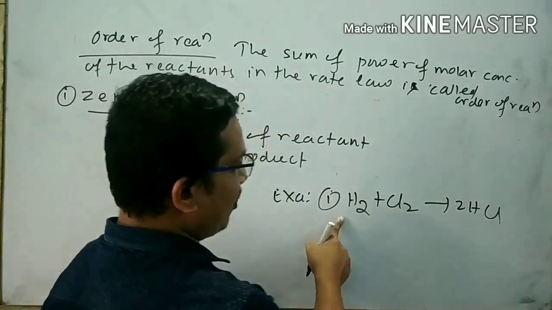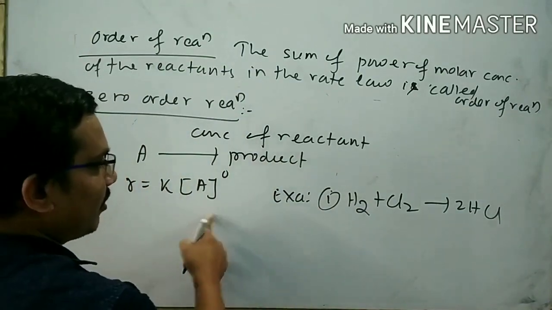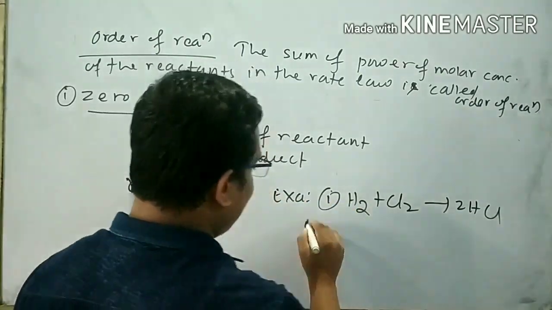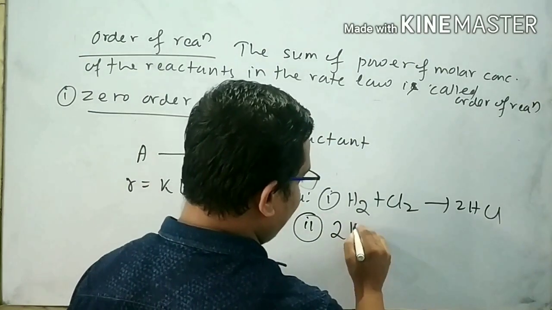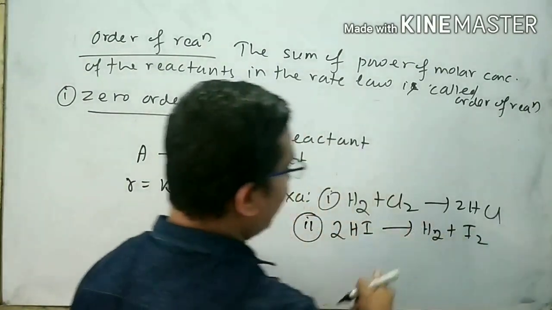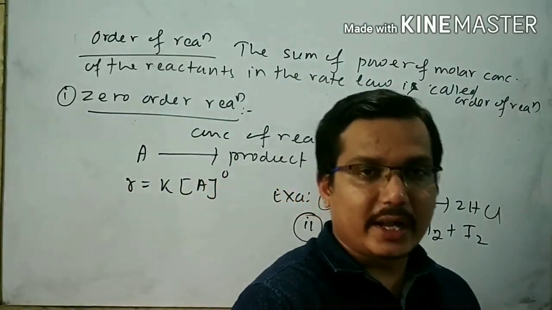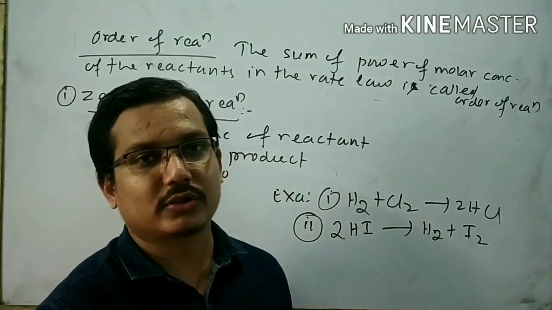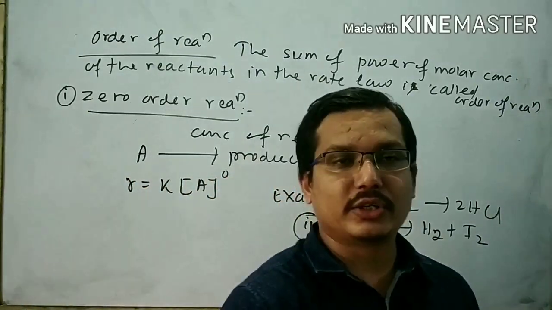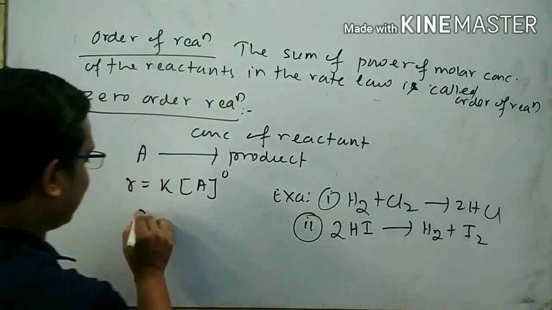Here the concentration of hydrogen and chlorine does not affect the calculation of the rate of reaction for this reaction. Similarly, we can take another example: 2HI gives H2 plus I2. This is also a zero order reaction. Generally, most heterogeneous reactions belong to the zero order reactions. The zero order reaction generally takes place on the surface of the catalyst.